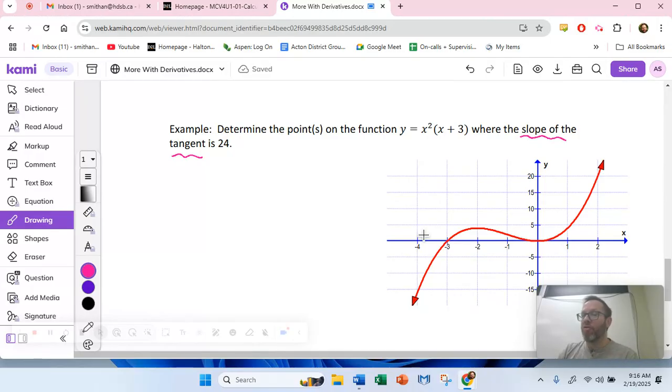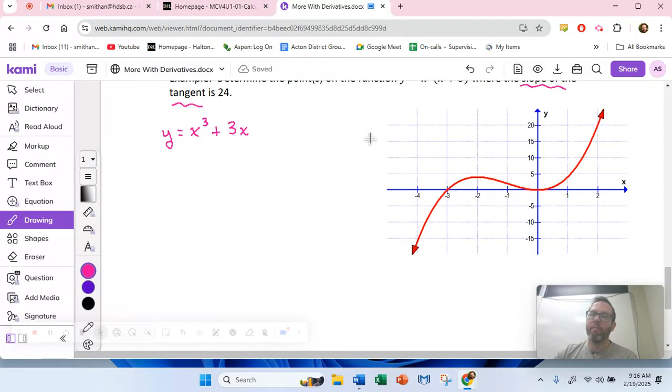We can't find the derivative just yet. We've got to do a little bit of expanding and simplifying. But no big deal for this one, right? It's just x squared times x is x cubed, and x squared times 3 is 3x squared. So that is our original function. Let's find the derivative.